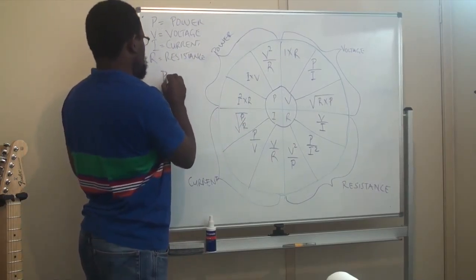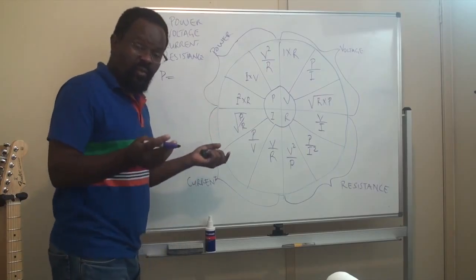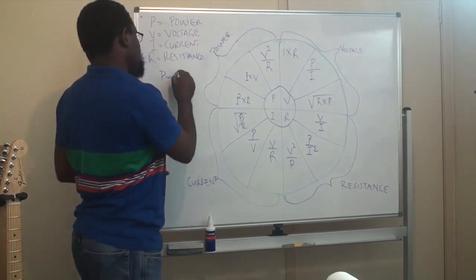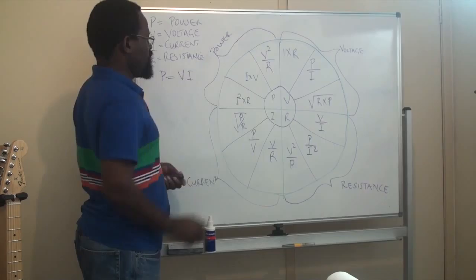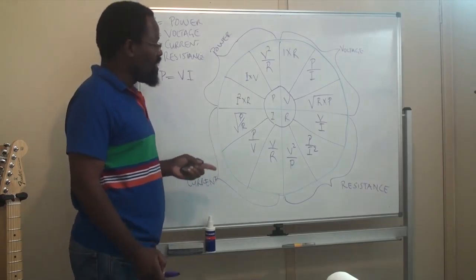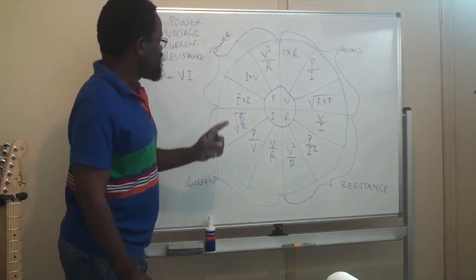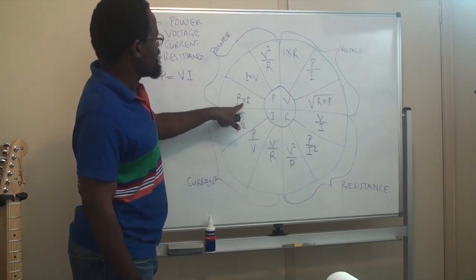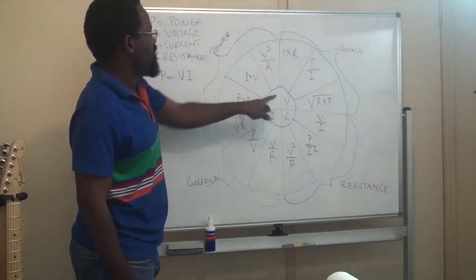Power is equal to, the first equation with power, voltage times current. Voltage times current is equal to power. That's that one there.